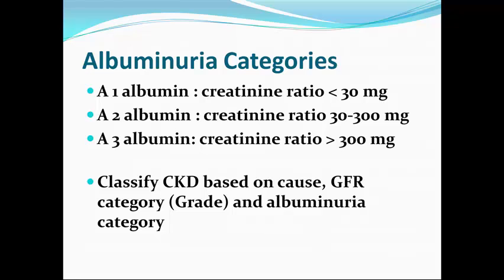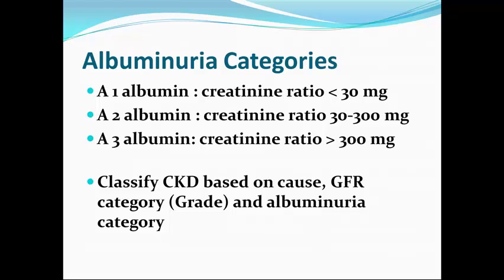The second piece that's important in diagnosing chronic kidney disease is whether or not there is albumin in the urine and how much albumin is there. So we're looking at the albumin to creatinine ratio. Remember, less than 30 is considered within normal limits. Between 30 and 300, we know that there is alteration. And greater than 300 is significant.